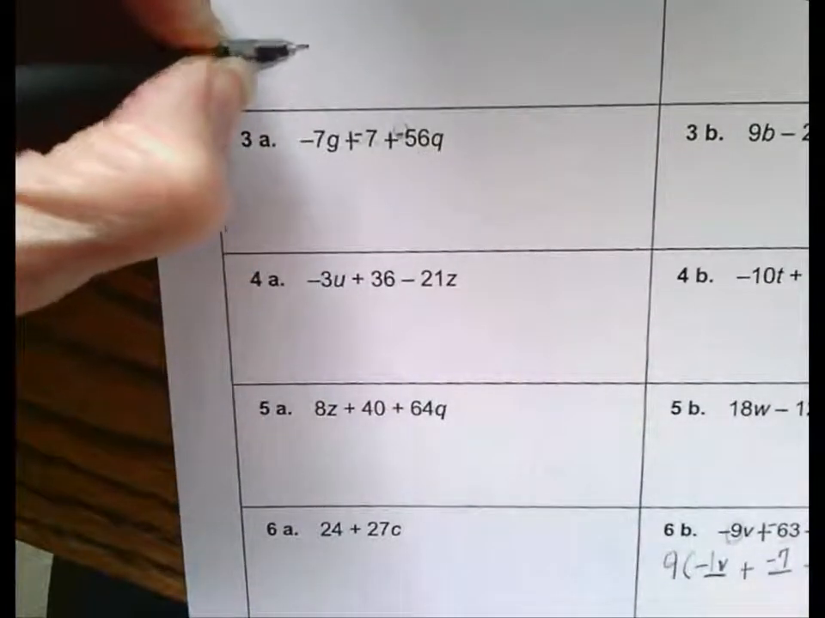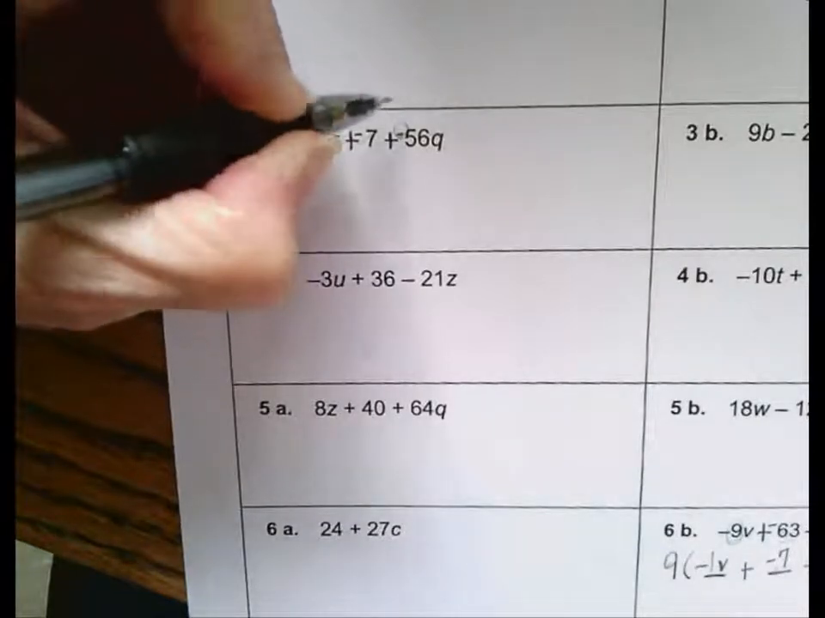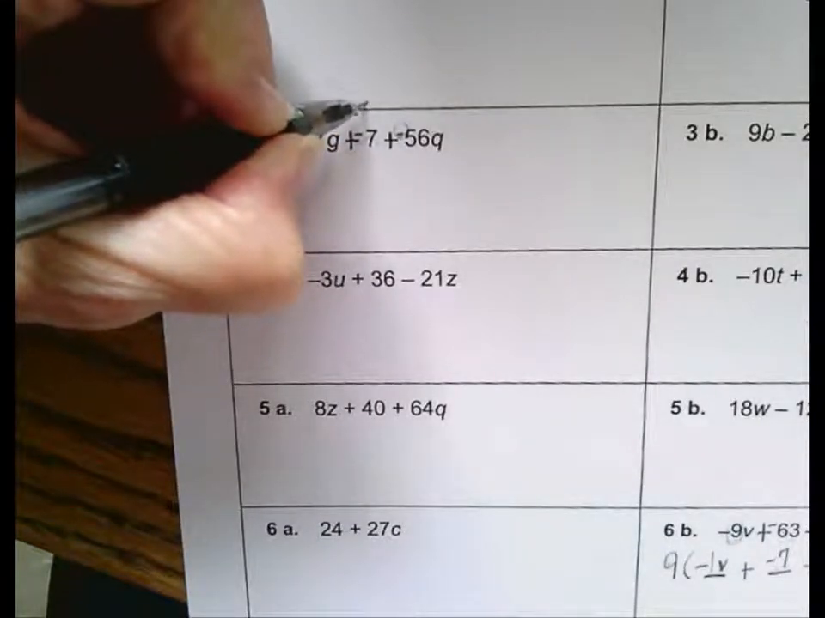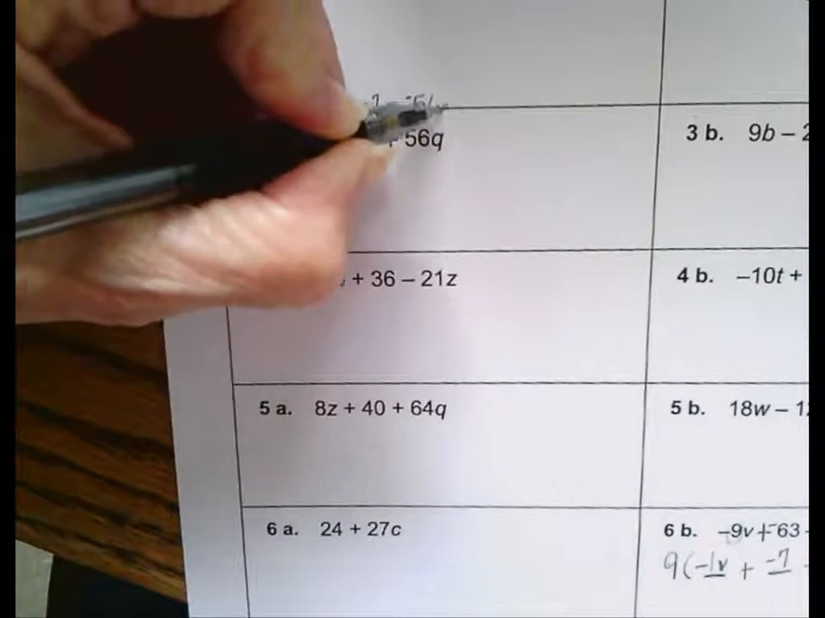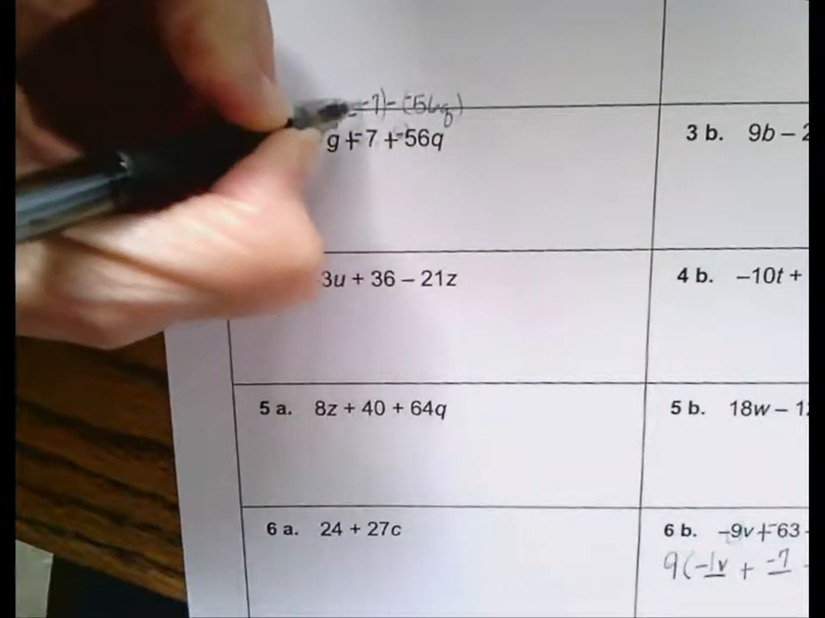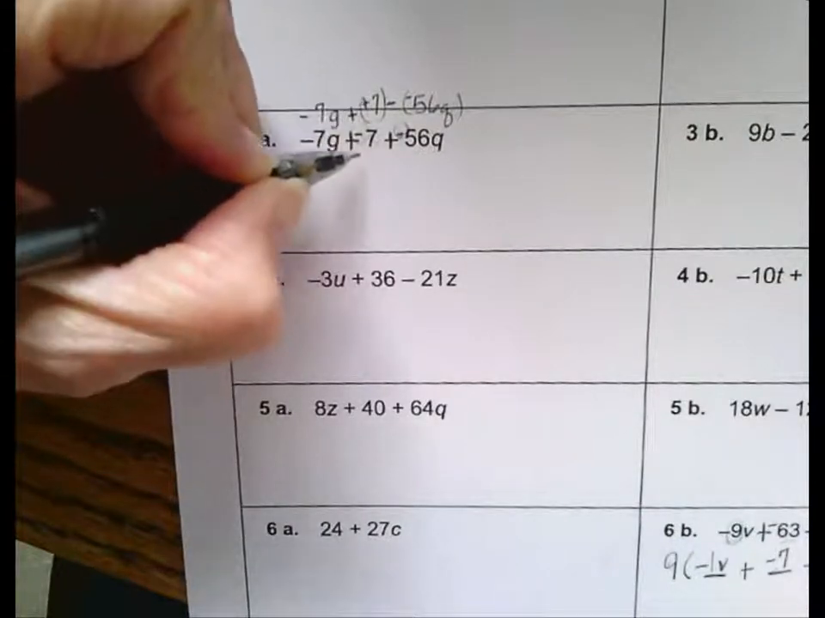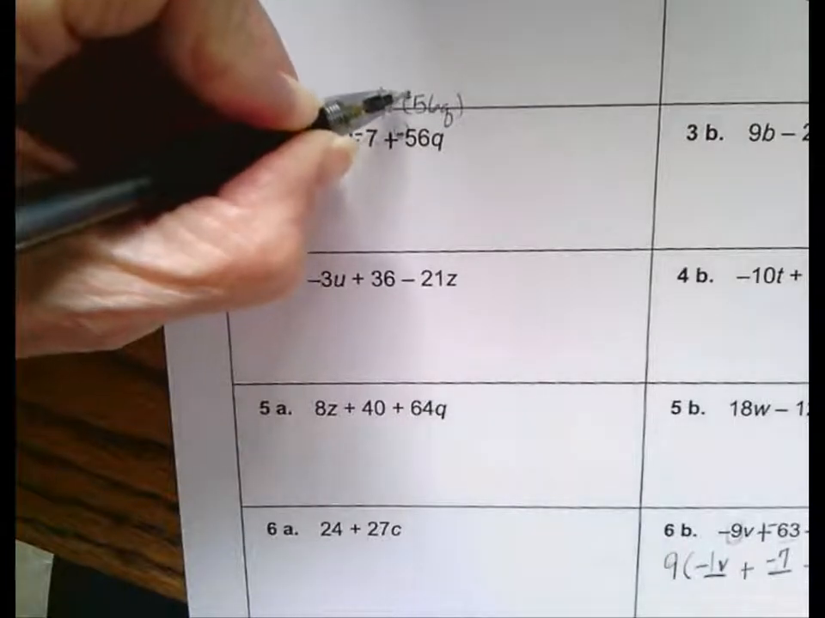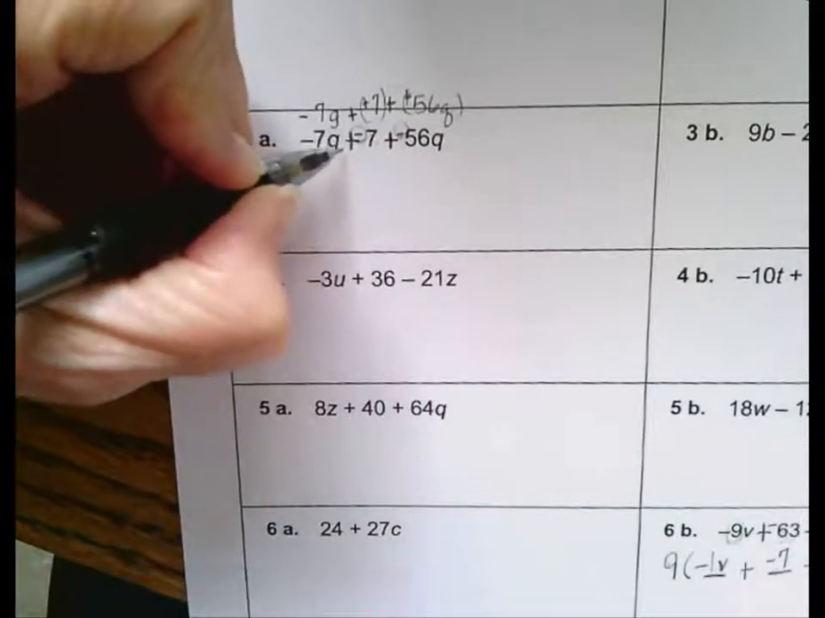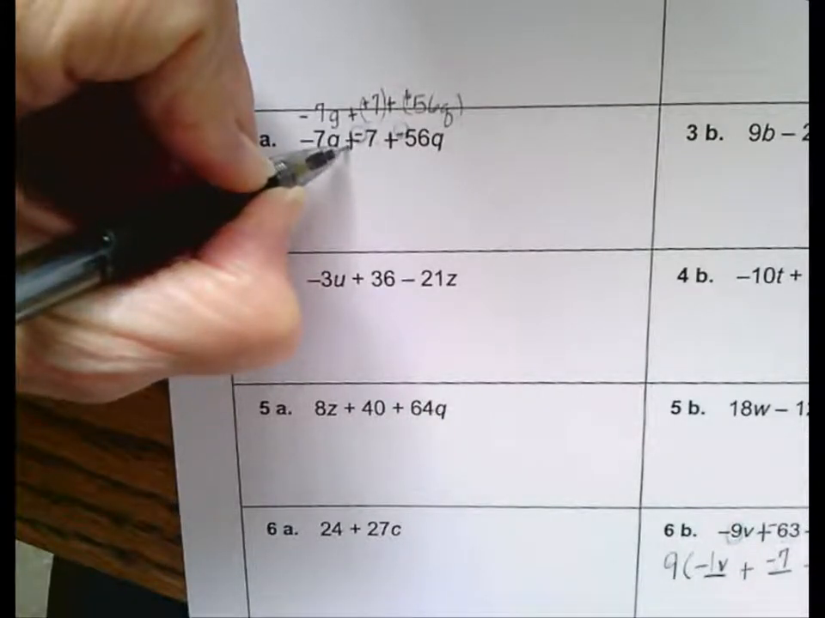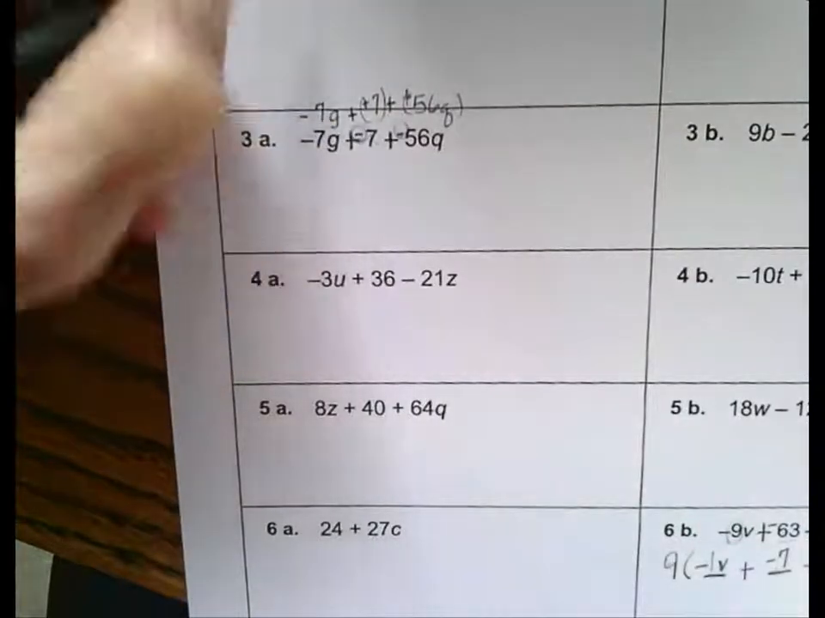But if we would have had something like negative 7g minus a negative 56q, and there probably would have been parentheses around this, you would have been changing this to a plus and this to a plus, and this to its opposite, making it positive. So I just want to remind you that when you change the subtraction sign to an addition sign, you're changing the next number to its opposite sign, whatever that opposite is.